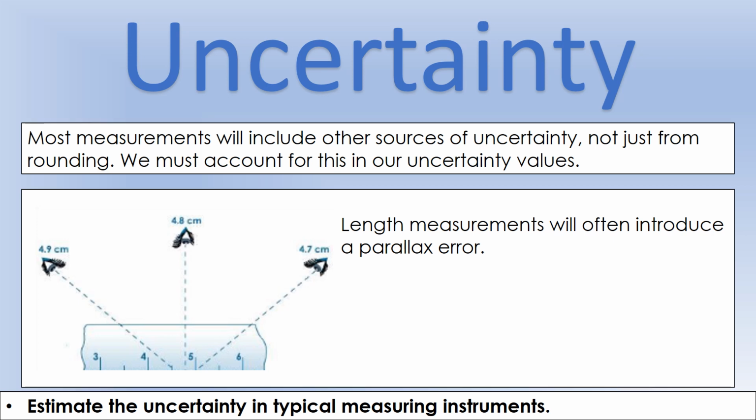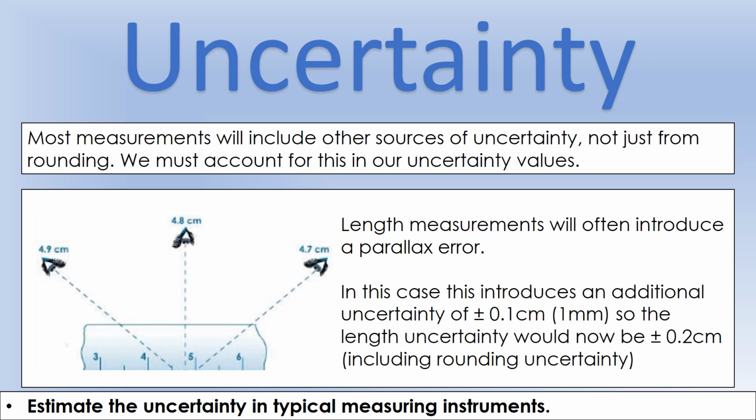You can see here, by looking at the ruler from different angles, we varied the length by 0.1 centimeters, higher or lower than 4.8. So when we're measuring lengths, we would have to account for that in our estimate of the uncertainty. Here we're introducing about another 0.1 centimeters. So the length uncertainty would be plus or minus 0.2 centimeters. That now includes both the parallax uncertainty and also the rounding uncertainty. And those are the main two uncertainties that affect length measurements.